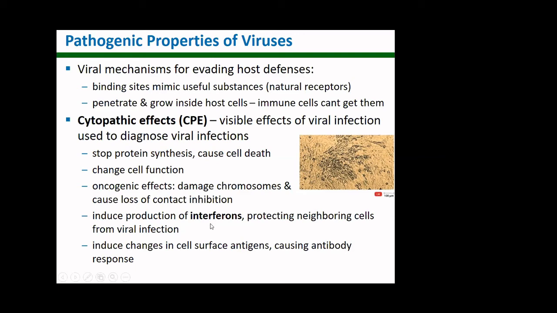Sometimes we'll see the production of proteins called interferons. Interferons are made naturally by cells that are infected with virus to try to prevent their neighboring cells from getting infected. It can also cause changes in proteins present on the surface of the cell, and sometimes that can alert the immune system that there's a virus inside that cell.